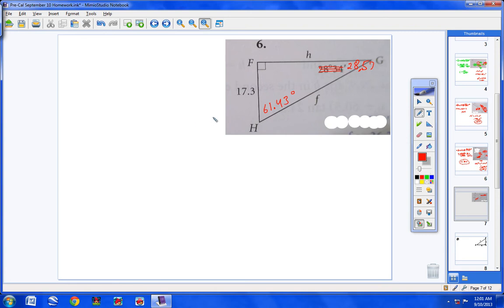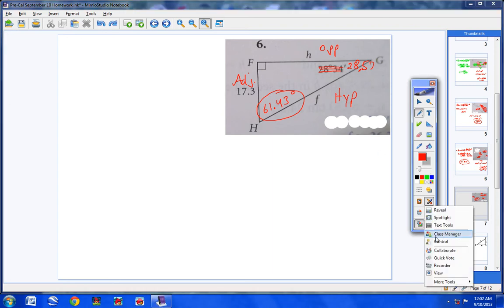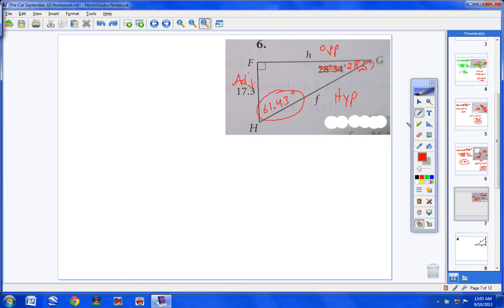And now I don't care which angle you circle. I'm just going to circle this one. So this is going to be my opposite side. This will be my hypotenuse side. And this will be my adjacent side. Now, do you see the two sides that are unknown? Your opposite and your hypotenuse are unknown. So do not use sine of this angle. Sine will not work. Sine will give you two unknowns. So we're going to have to use cosine or tangent.